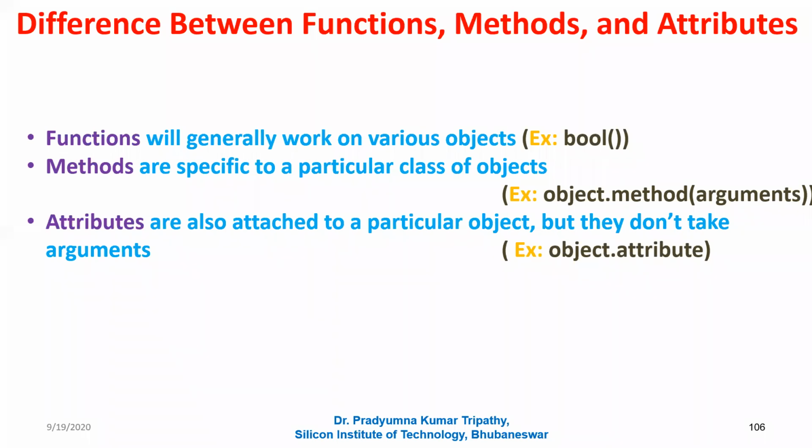So the methods are specific to a particular class of objects. Methods are specific to a particular class of object. So methods will be written along with the object name. So object dot method, then we have to pass the argument. Object dot method, then we have a list of arguments that we can pass.